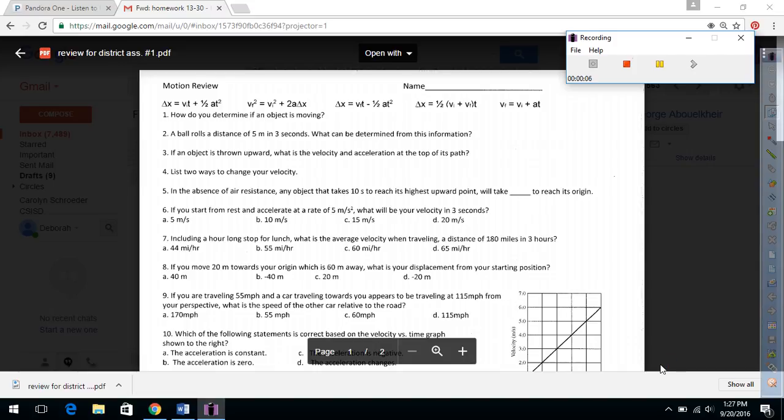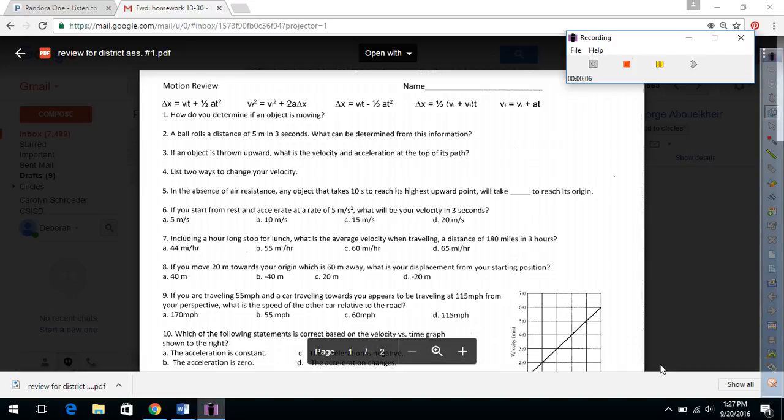If an object is thrown upward, what is velocity and acceleration at the top of the path? The velocity has to go to 0 for just an instant so it can return to the Earth. Gravity has slowed it down to 0. The acceleration never changes. It's still 9.8 meters per second squared, and it's directed back to the Earth.